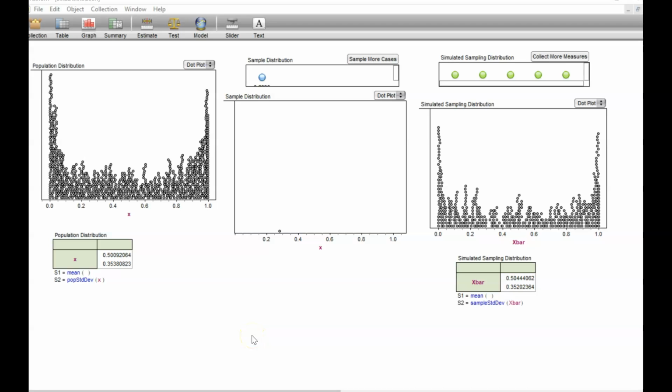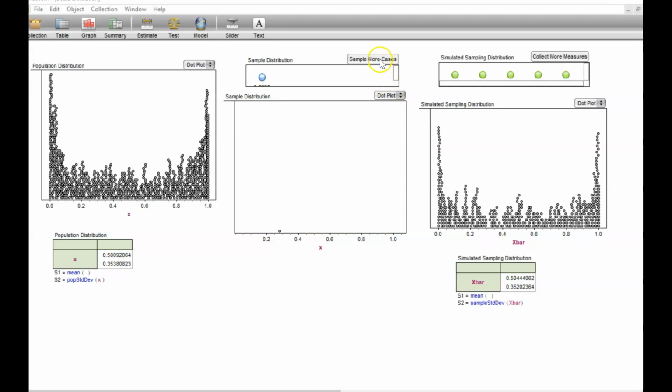Okay, here is the Fathom file. Let me just explain what you're looking at. Over here on the left is the population distribution that you just saw with a mean of 0.50 and population standard deviation 0.35. This is the distribution of sample data. Right now, the sample data is set up to select sample sizes of 1. So the sample data is literally just one dot there. This over here is where we will collect the sampling distribution.